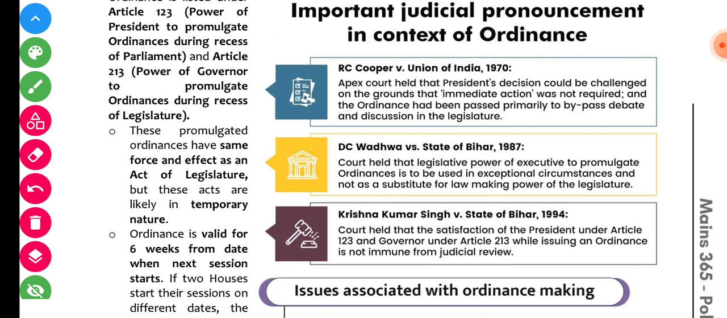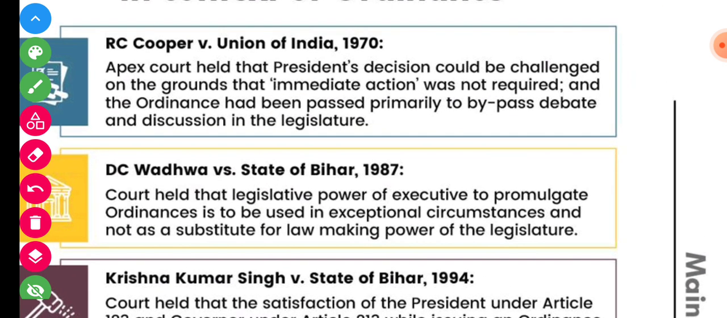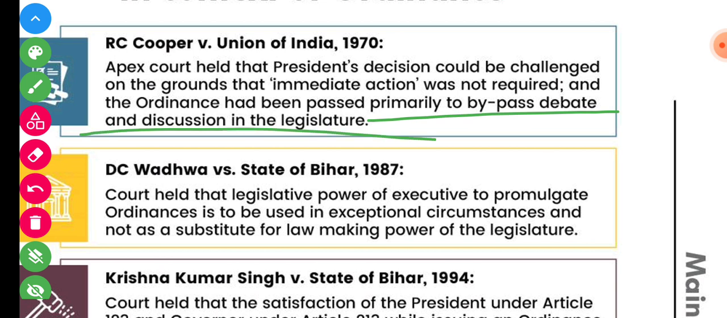What are the important judicial pronouncements in the context of ordinances? R.C. Cooper versus Union of India, 1970. In this case, the Supreme Court held that the President's decision could be challenged on the grounds that immediate action was not required and the ordinance had been passed primarily to bypass debate and discussion in the legislature.